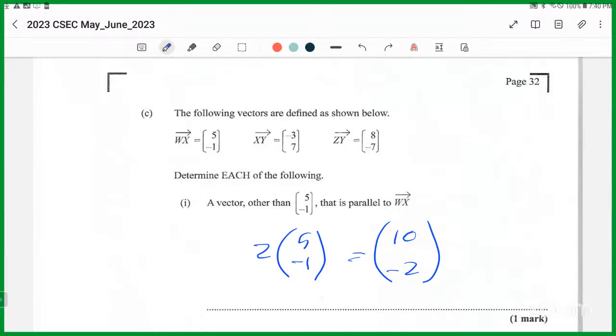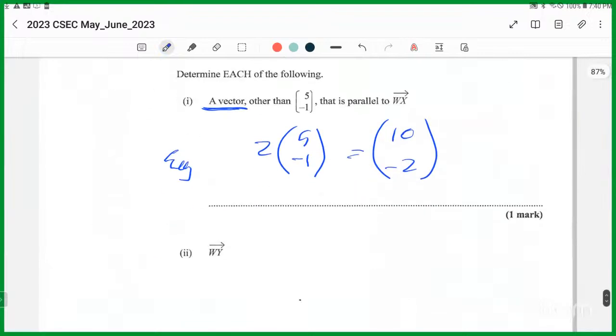When vectors are parallel, one is a multiple of the other. You're asking me for a vector, so somebody might decide to put 3, somebody might decide to put 4, somebody might decide to put 1.5. Any multiplying constant, they just don't want 1, because 1 is going to give the same vector. It's other than this one that is parallel. This was an example of what an answer could be. It could be any multiplying constant.